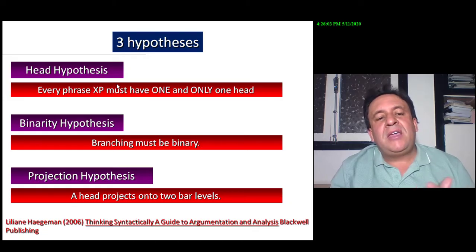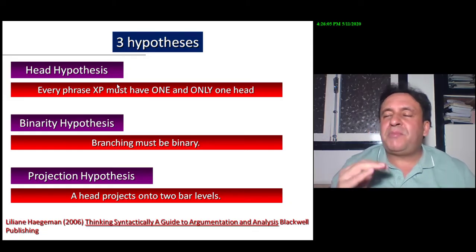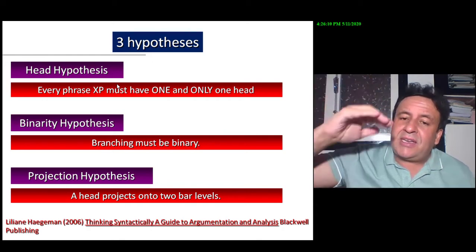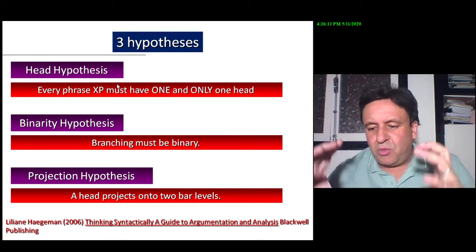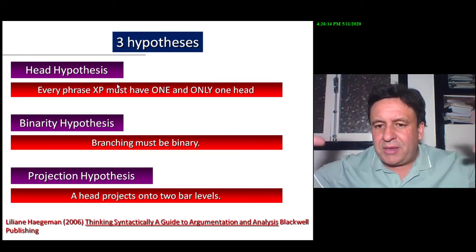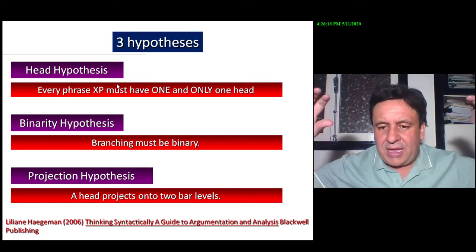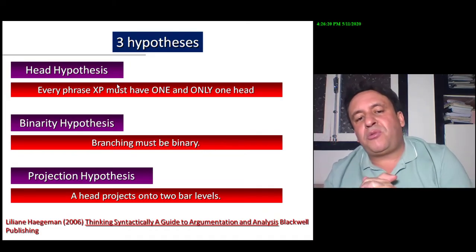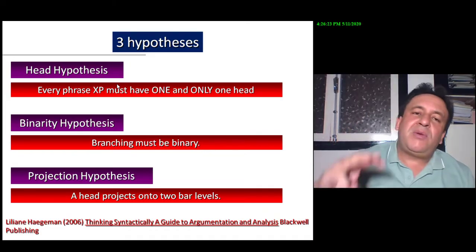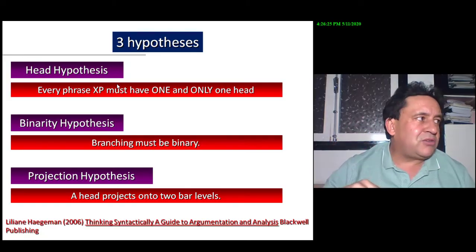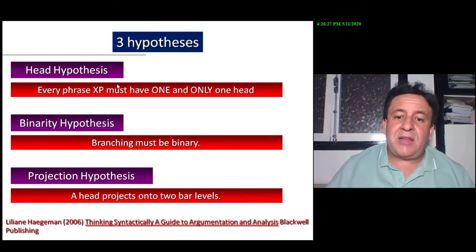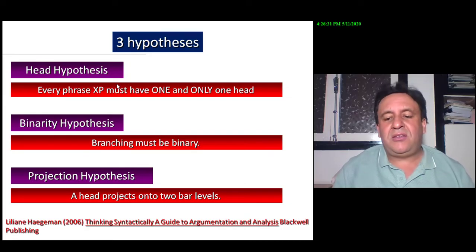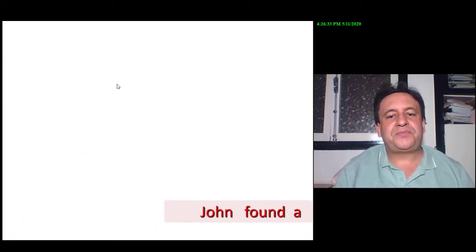Okay, the projection hypothesis is the hypothesis that one phrase can be multi-layered. It can have more than one layer. It can have the small VP and then the augmented VP, V bar and VP, N bar and NP. That's what we mean by the projection hypothesis. So basically we have three hypotheses that we'd like to use in our account: the head hypothesis, the binarity hypothesis, and the projection hypothesis.